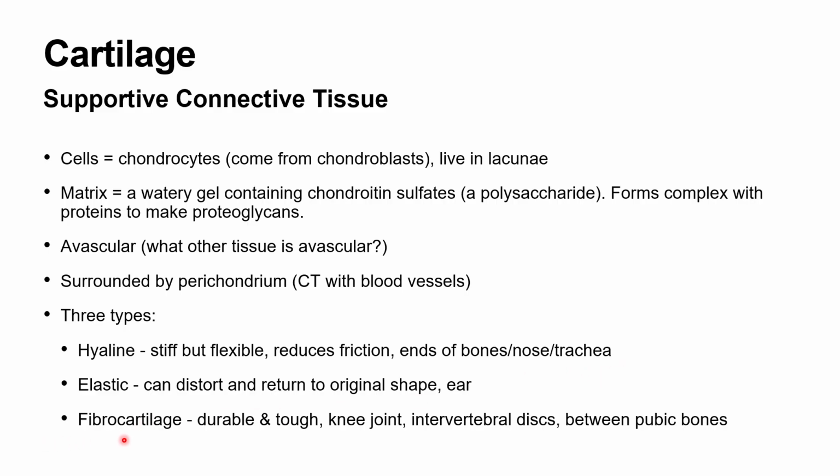We also have our fibrocartilage. This is going to be the toughest and most durable and most immovable type of cartilage. It's going to be pretty commonly seen in our intervertebral discs as well as in our different types of cartilage pads, like we would see between the pubic bones with the pubic symphysis, which again, we'll talk more about the specifics when we get to our skeleton unit.